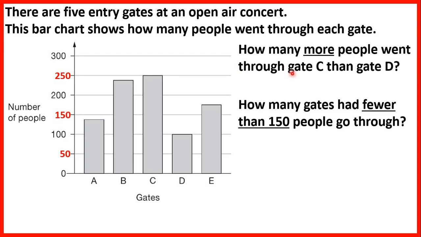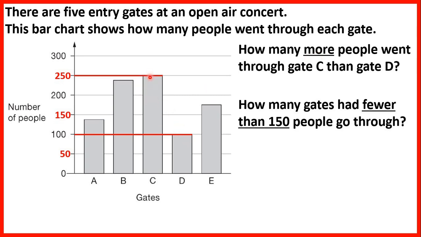So now let's find how many people went through gate C. We can find the bar for gate C, go to the top and then look across, and we can see that 250 people went through gate C. And if we look at gate D, so that's this gate here, we can see that 100 people went through gate D. But the question asks how many more people went through C than D.